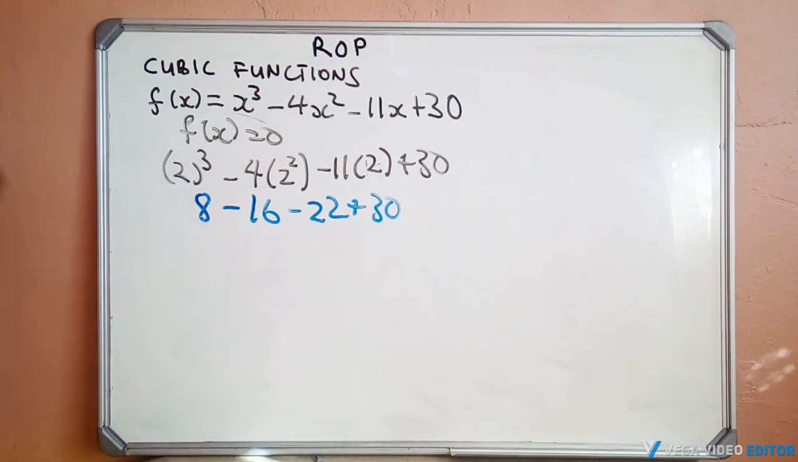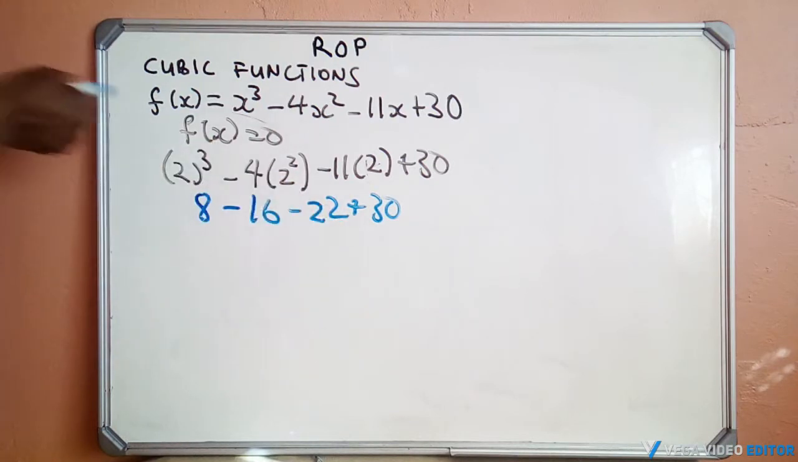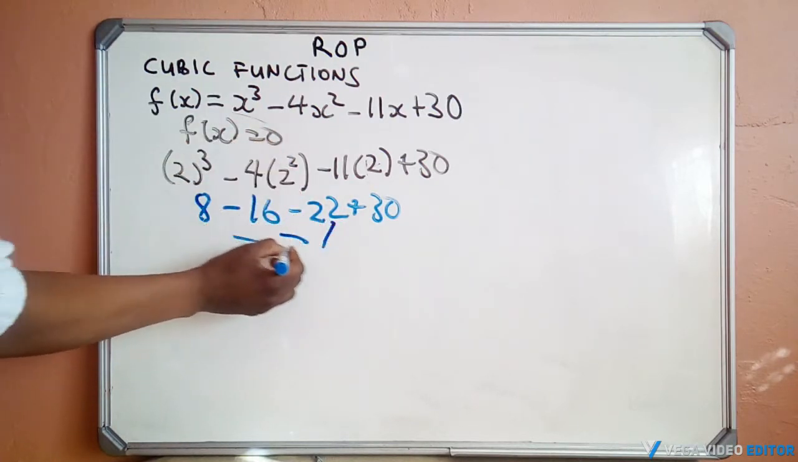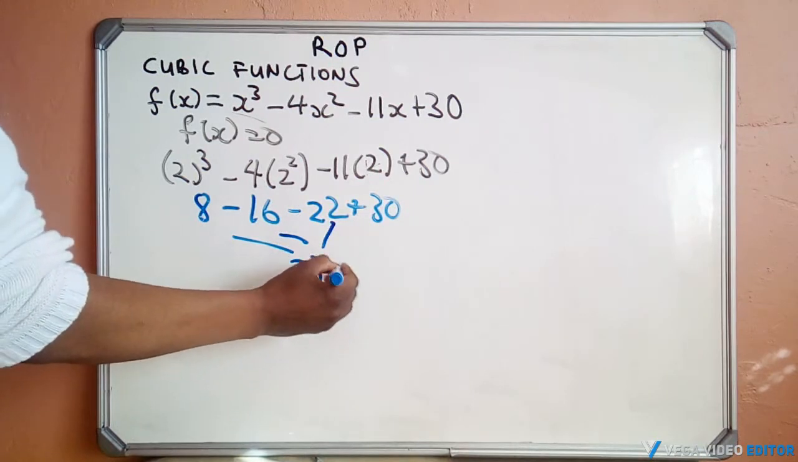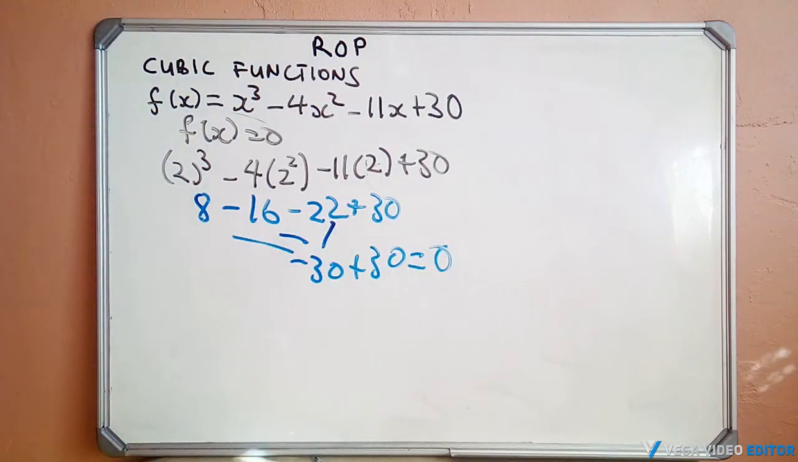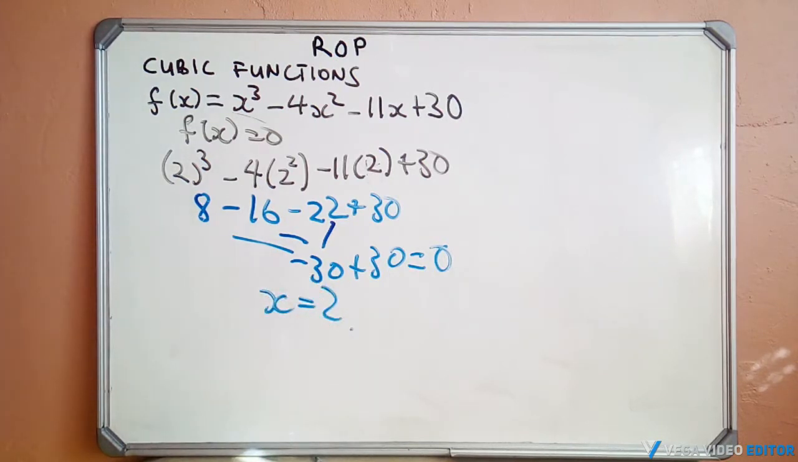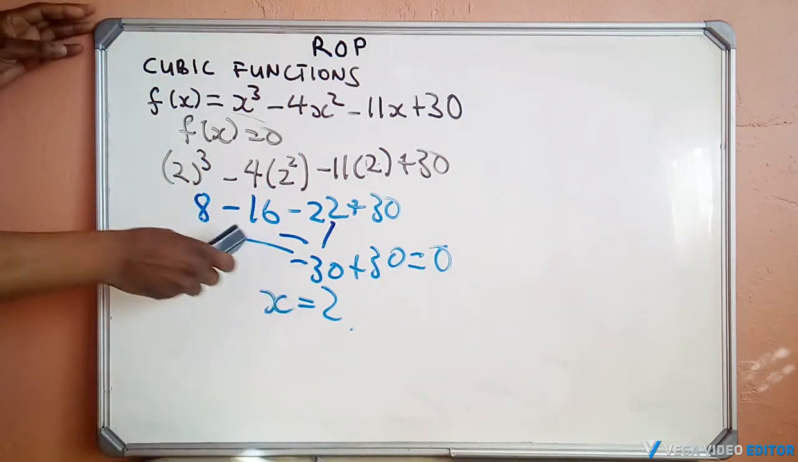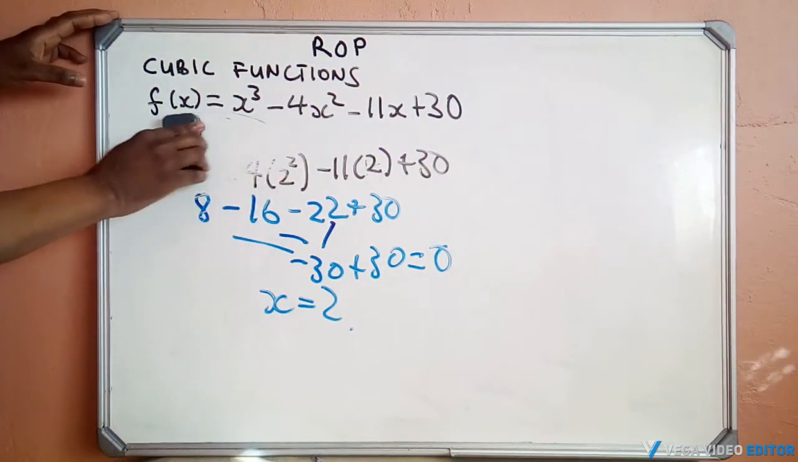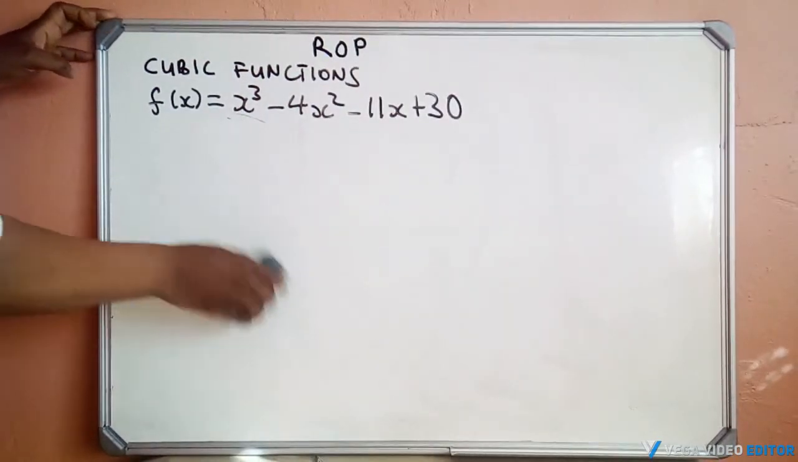8 minus 16 is minus 8, right? Minus 8 minus 22 will give us minus 30, plus 30, which is 0. So which means that for our purposes here, x equals 2 will suffice. Just hold that point there, x equals 2, which means that's the factor that we're going to use here.